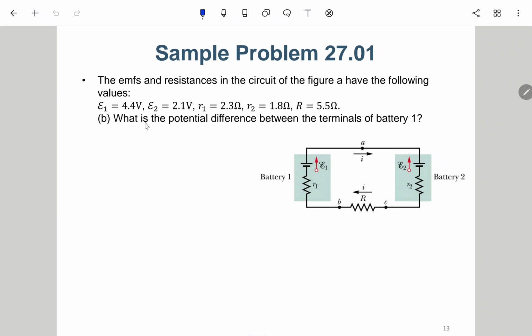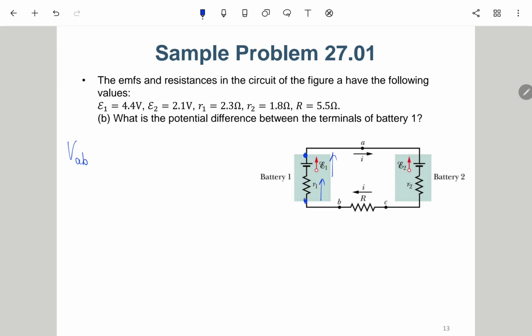And then question B asks what is the potential difference between the terminals of battery 1. Which means it asks you the potential difference, or the voltage difference, between these 2 points, let's say point A and point B. Let's try to find VAB, which means VA minus VB. So it will be something like you start from this point, you subtract IR1, and then you add E1.